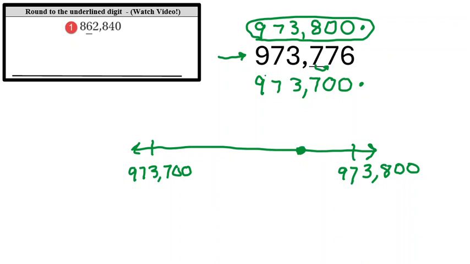Okay, so there you go. It's rounding. What you do is you look at the underlined digit. It can either stay the same or it can go up by 1. Everything to the right becomes zeros. Everything to the left stays the same. And then you look to the right and you see if this digit is more or less than 5. If it's 5 or more, you round up. If it's less than 5, you round down. Okay, so this was the correct answer right here. In this case right here, it rounds to 973,800.